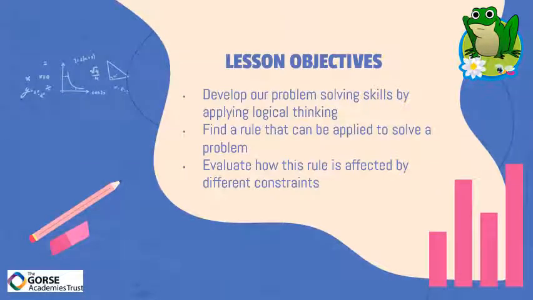Today's lesson is all about problem solving, and we're going to develop our problem solving skills by applying logical thinking. You're going to find a rule that can be applied to solve a problem, and you're going to evaluate that rule and see how it is affected by different constraints. And we'll talk about this word constraints as we go through the lesson.